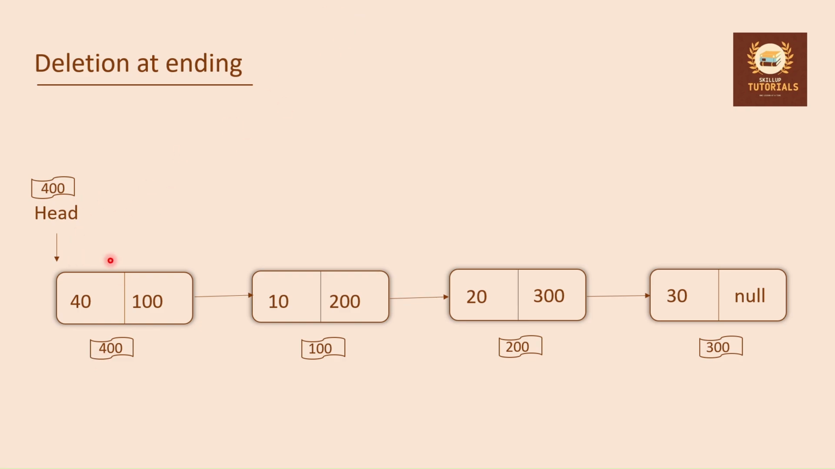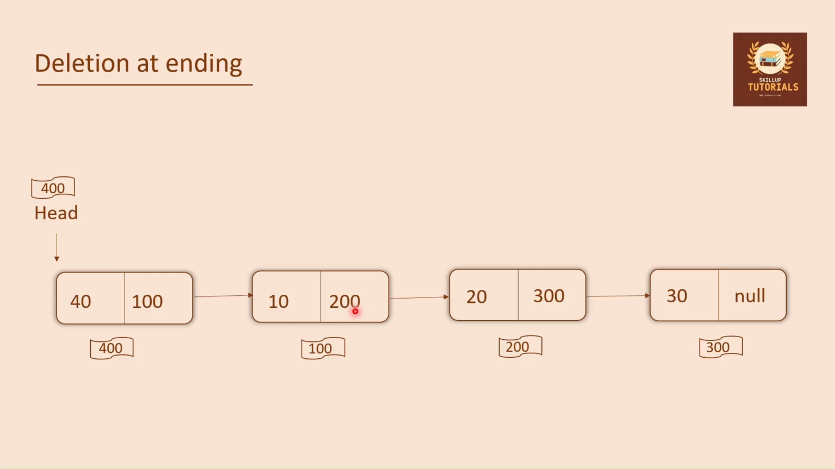So temp becomes 400. After that, what we need to do is temp equal to temp dot next. This is the way which we did in insertion operation. So temp equal to temp dot next means temp becomes 100. Then what we do? Temp dot next is null or not? We will check. It is not null.